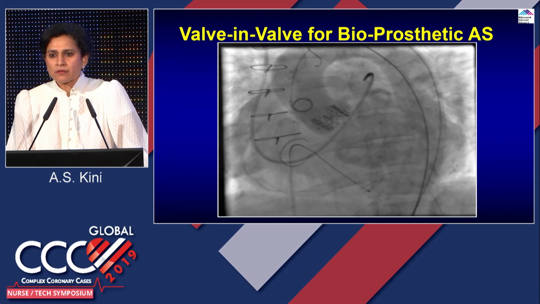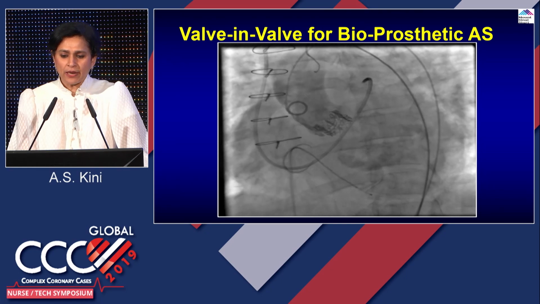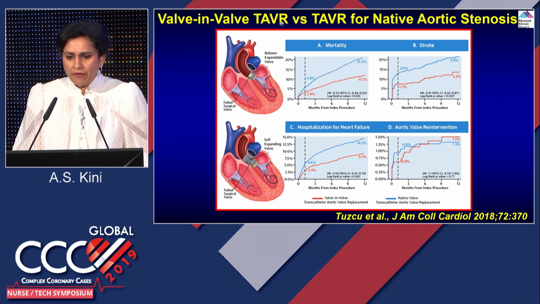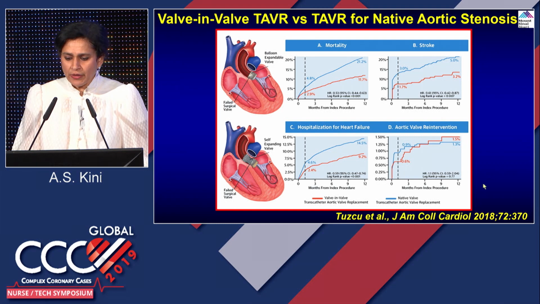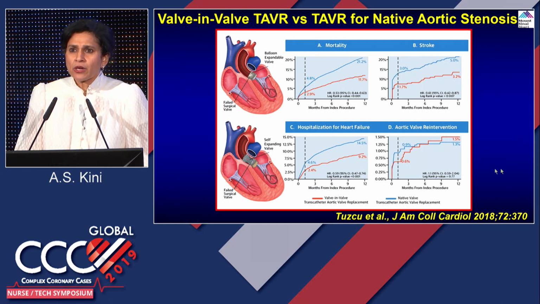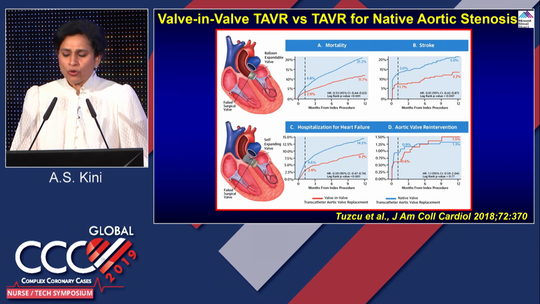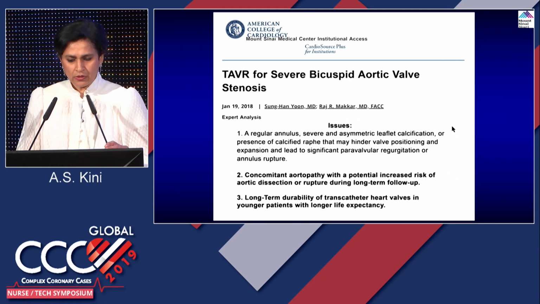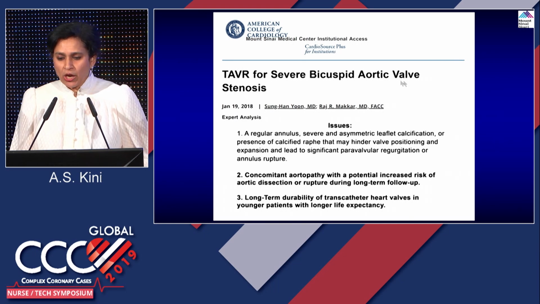So you have two valves. You're able to appreciate the previous valve, and now you have the second valve, valve in valve. So if you see the differences between TAVR valve in valve versus TAVR for native aortic stenosis, definitely there's a big benefit of doing TAVR rather than going for a second open heart surgery, with regards to hospital stay as well as the incidence of, I would say, stroke.